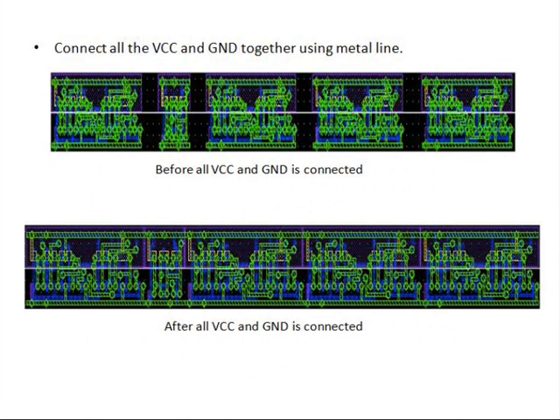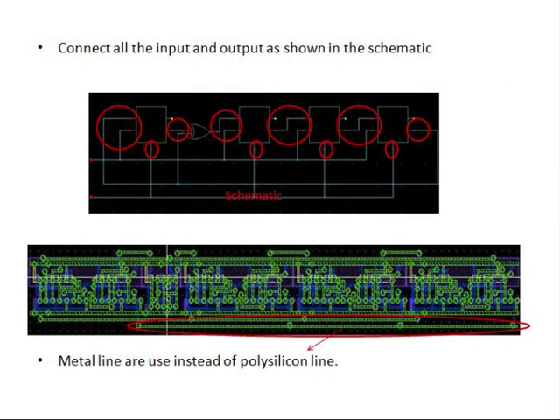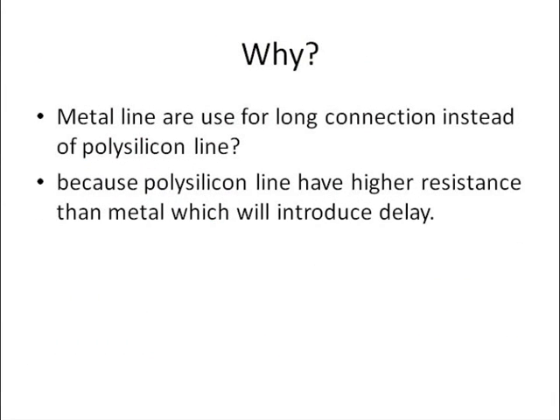After positioning the cells accordingly to the schematic, all the VCC and ground need to be connected together by moving the delta X of the cells. The connections of the input and output of the cells follow the connections of the schematic. Metal lines are used for long connections instead of polysilicon lines because polysilicon lines have higher resistance than metal, which will introduce delay. After completing the LFSR layout, there is a need to check for errors.